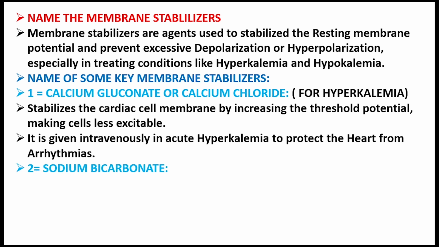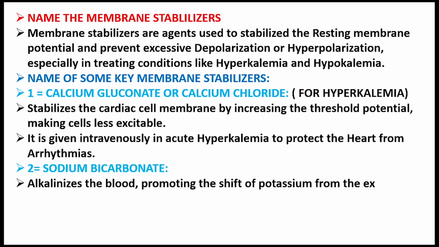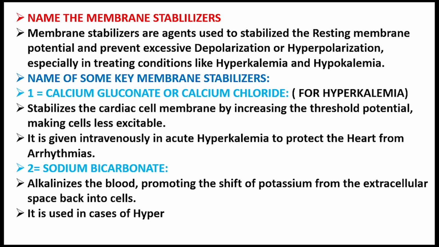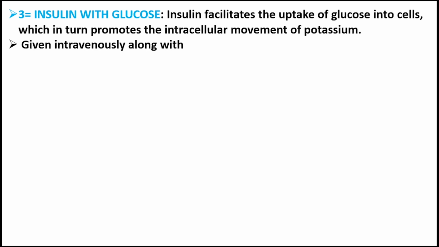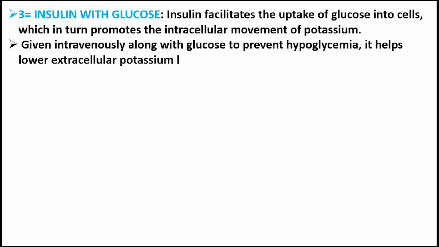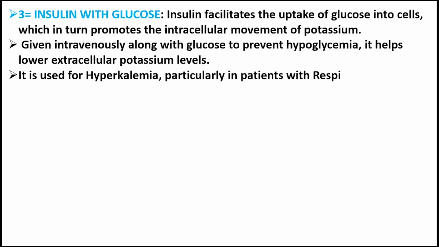2: sodium bicarbonate. Alkalinizes the blood, promoting the shift of potassium from the extracellular space back into cells. It is used in cases of hyperkalemia with metabolic acidosis. 3: insulin with glucose. Insulin facilitates the uptake of glucose into cells, which in turn promotes the intracellular movement of potassium. Given intravenously along with glucose to prevent hypoglycemia, it helps lower extracellular potassium levels. It is used for hyperkalemia, particularly in patients with respiratory issues.